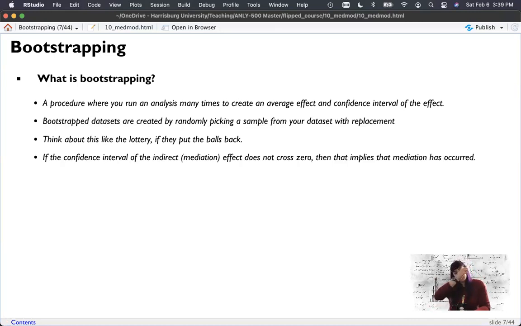And so the final idea for mediation anyway, is if the confidence interval of that indirect effect, the mediation effect, does not cross zero, that implies that mediation has occurred. Because the idea is that our confidence interval represents a range of true population values. And if zero is one of our true population values, then no mediation. But if zero is not one of our true population values, then maybe mediation. Okay, we have some evidence for mediation.